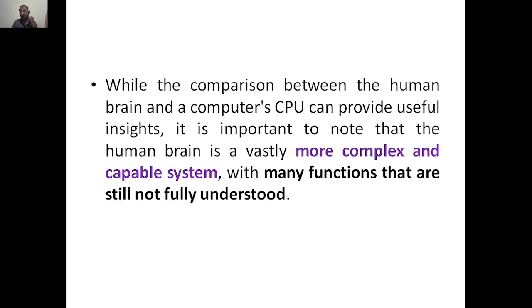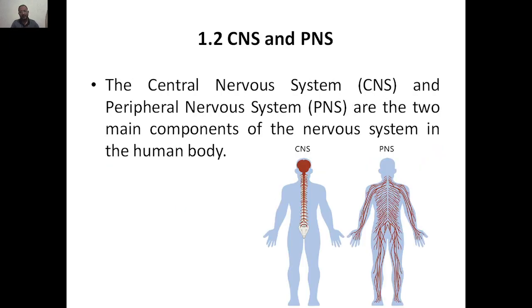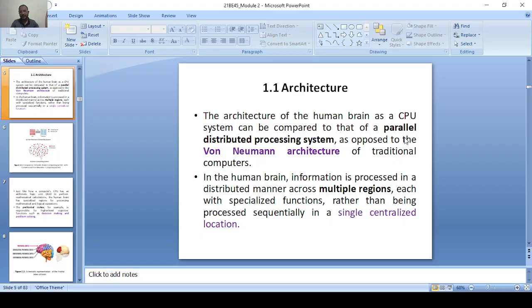That's why there is no competition with the human brain. But in certain aspects we can compare, where the CPU of a computer acts as the brain of a computer, whereas that's how our brain functions. Some of the properties the CPU is doing can be done by the brain. So that's it. CNS and PNS we will discuss in the next class.